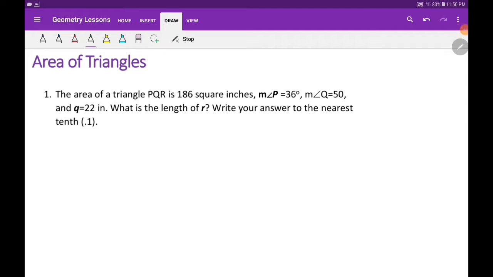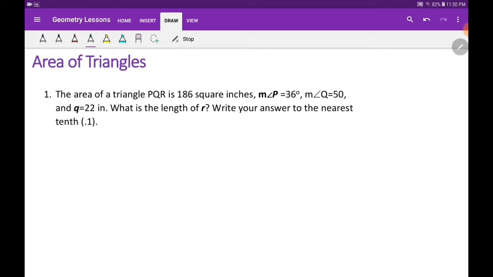The area of triangle PQR is 186 square inches. The measure of angle P is 36 degrees. The measure of angle Q is 50 degrees. And the length of side q is 22 inches. What is the length of side r? Write your answer to the nearest tenth.